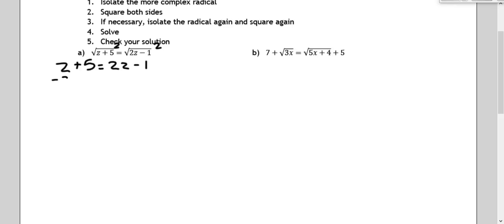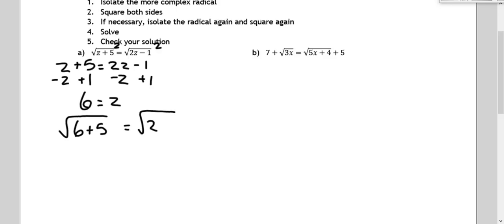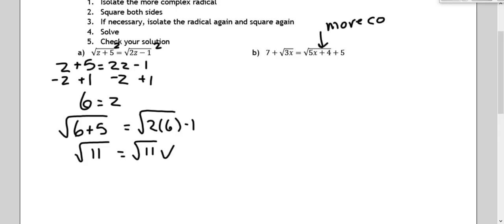It's just classic solving, so we need to make sure that we get all the variables to one side and all of the constants to the other. So then we get 6 is equal to z, and we check it. So the square root of 6 plus 5 is equal to the square root of 2 multiplied by 6 minus 1. This is the square root of 11 is equal to the square root of 11. It works. Okay, this one is the more complex because there's more going on inside of it.